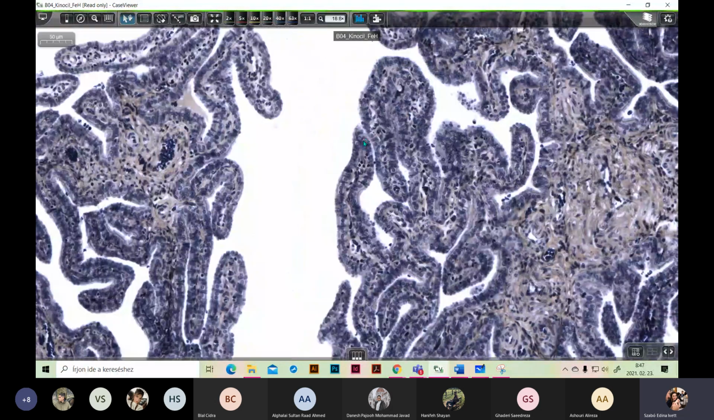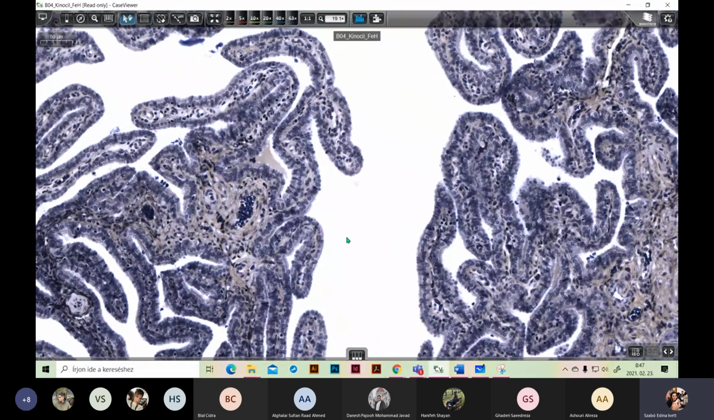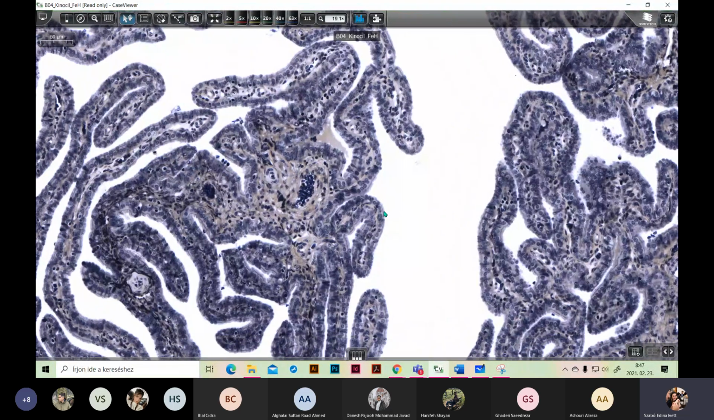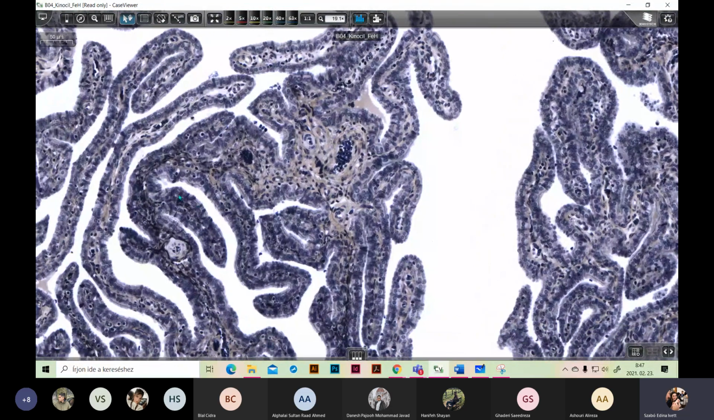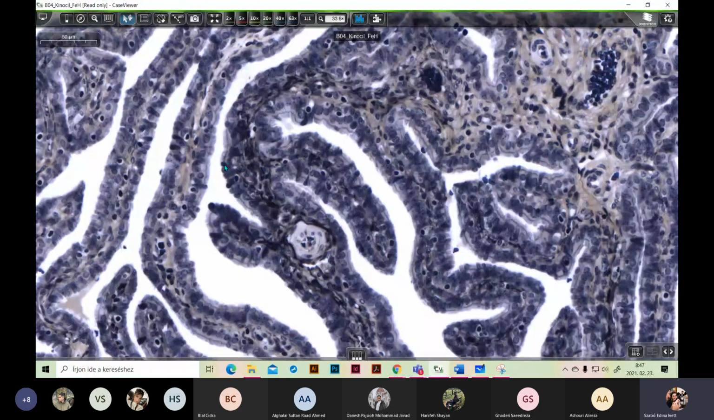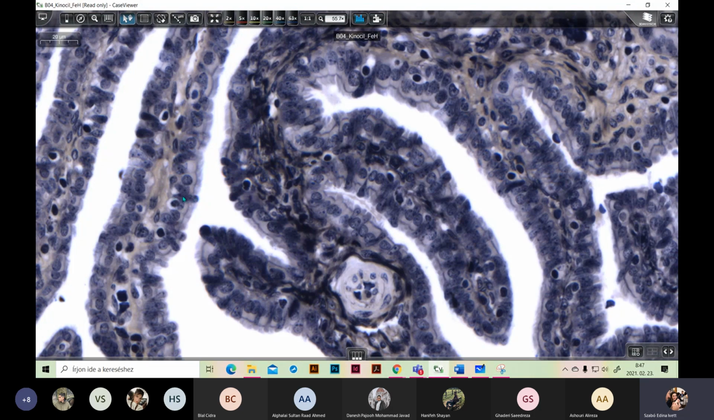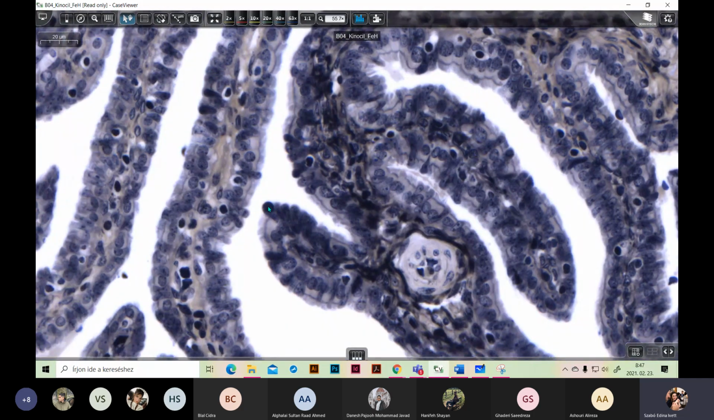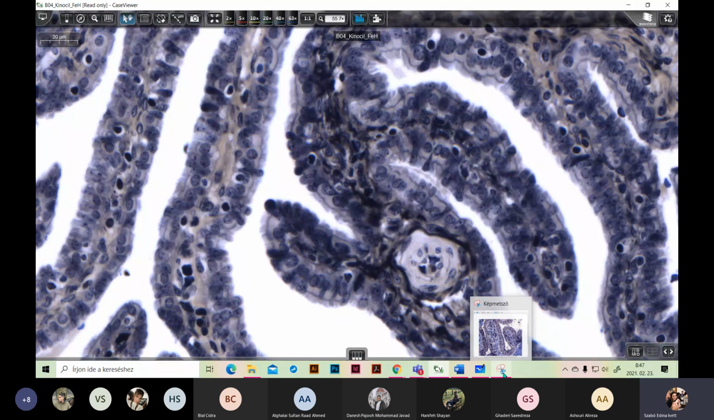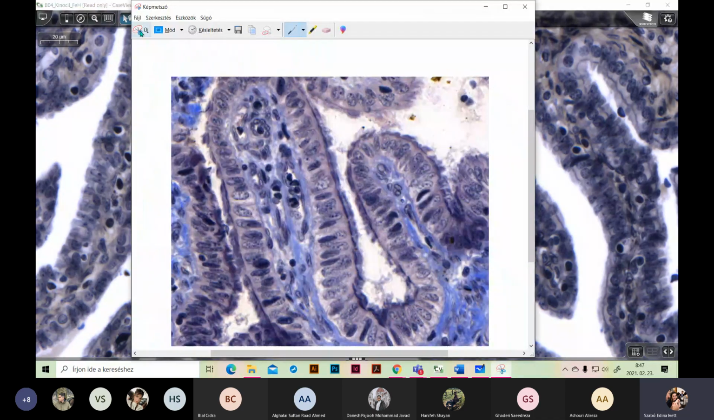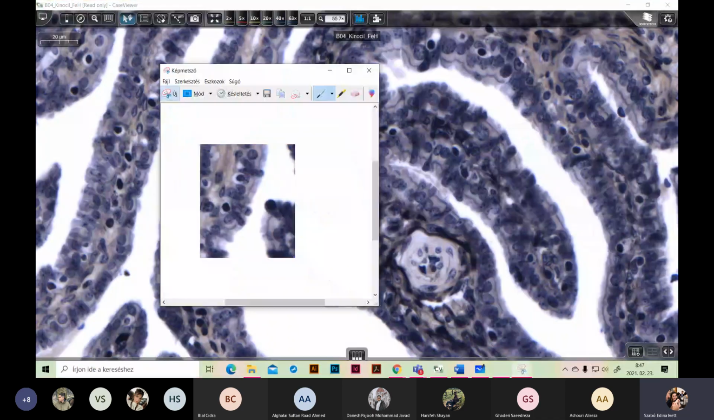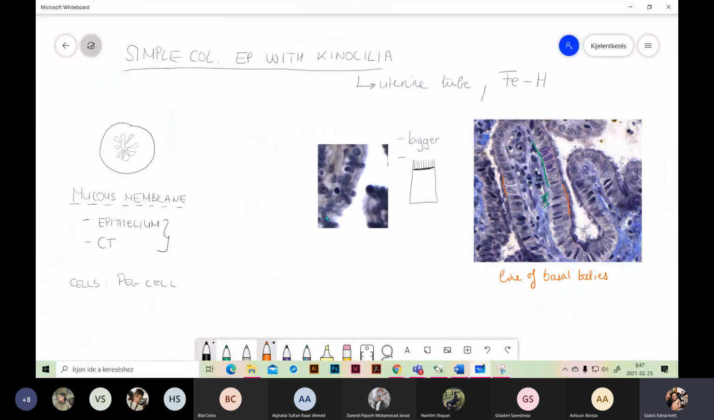And here you see the folded mucous membrane, and you see the simple columnar epithelium with kinocilia. And in case of this slide, for example, here you see these bigger, darker cells without kinocilia. These are PEG cells. I take a photo from this. Here you can see the PEG cells.